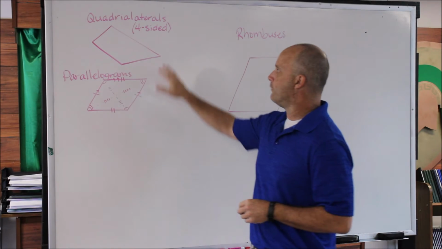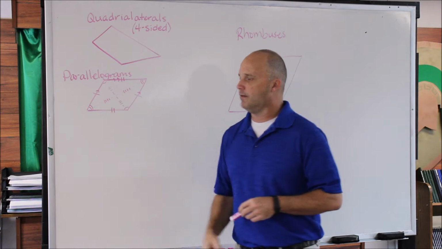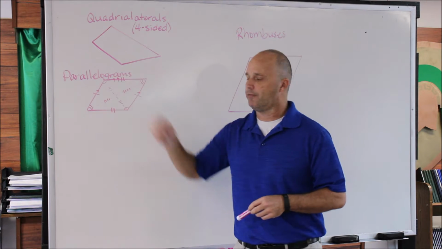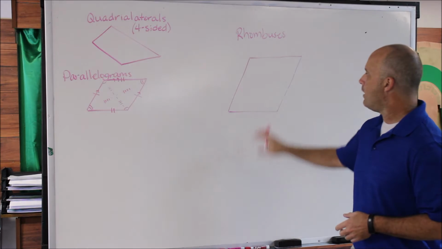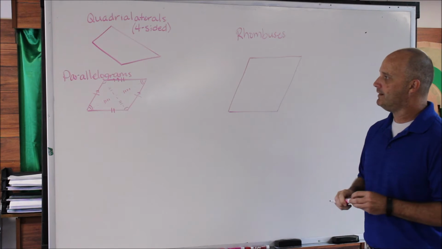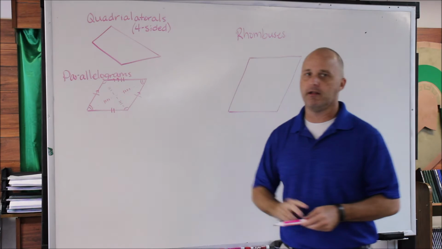So far with quadrilaterals, four-sided figures, we've already taken a look at parallelograms, and we've seen all of these different things that are true about parallelograms. Now we're going to move on to rhombuses. Rhombuses are going to have one feature that's very, very distinct from parallelograms.